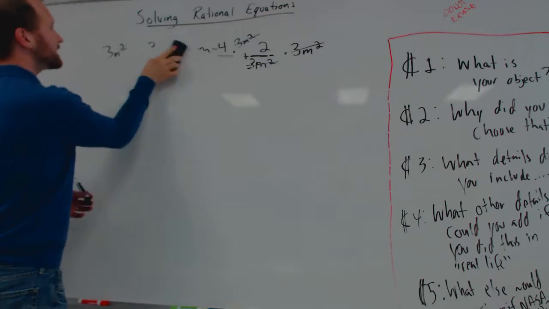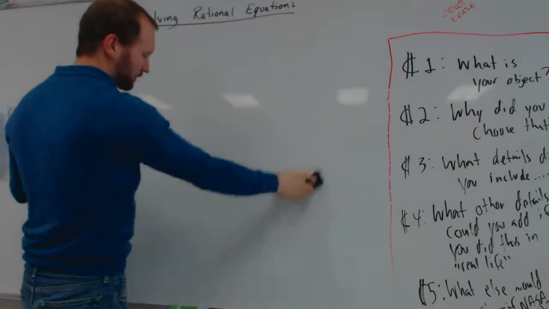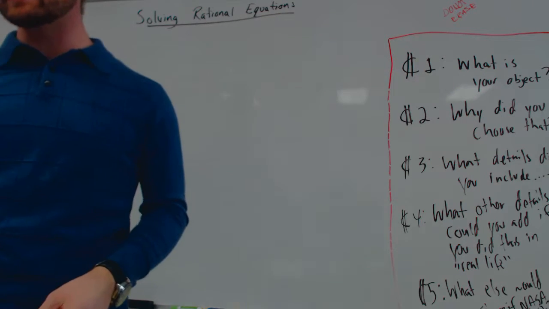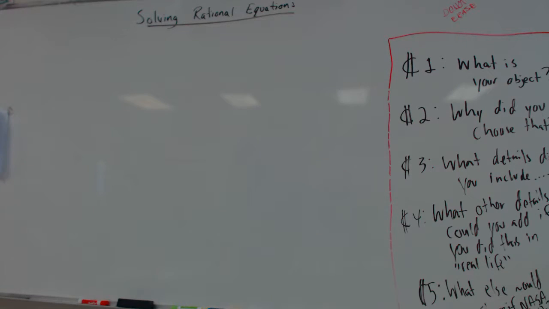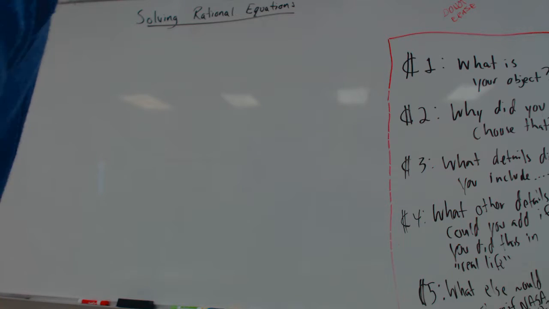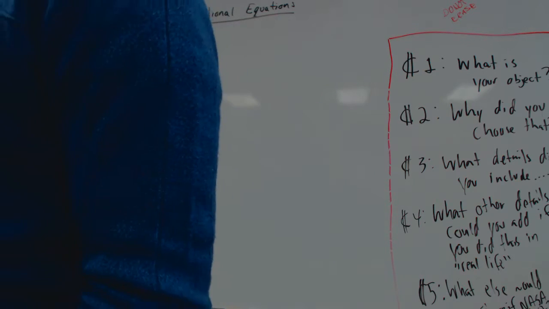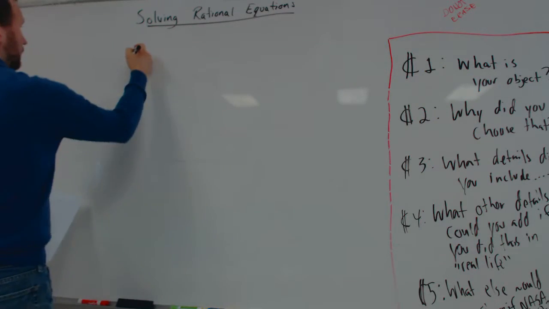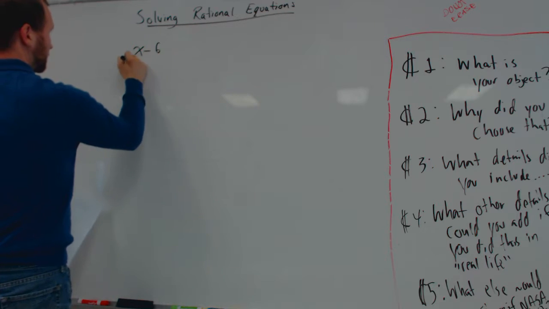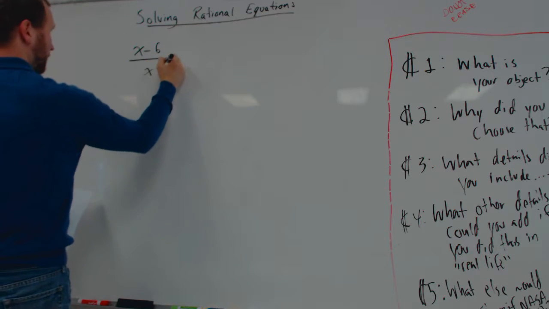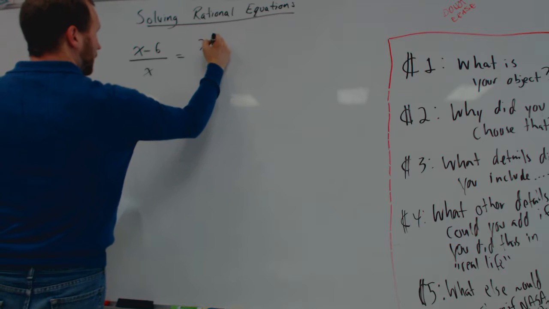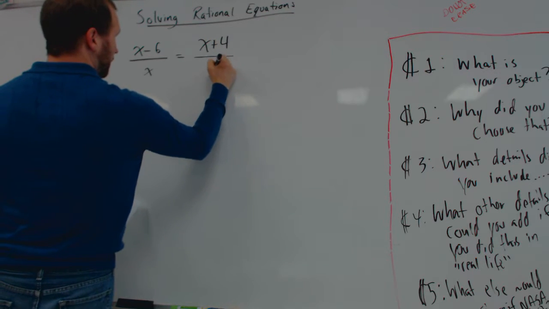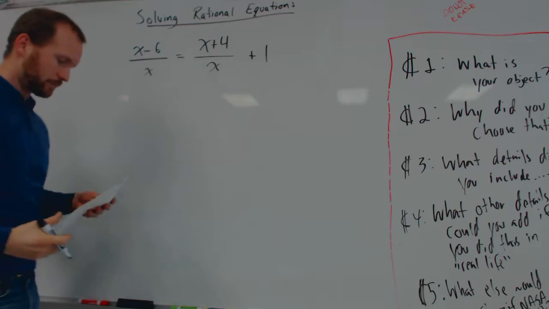So again, this is a lot of review, right? It's a lot of review packed into one thing. Let's do another one directly from your homework. This one is number 7 on your homework: x minus 6 over x equals x plus 4 over x plus 1.